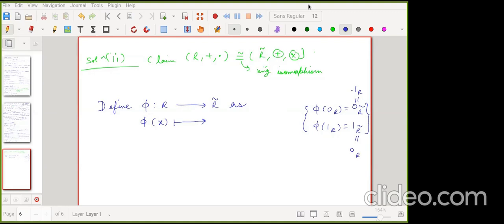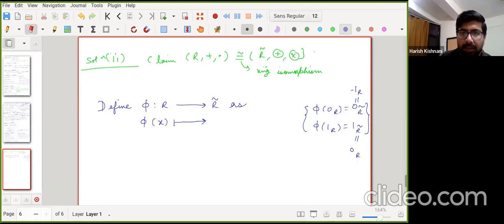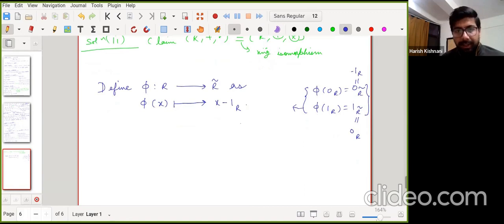X minus 1, or... Yes. Good, Pradeep. So one such choice is to map any element x to x minus 1. So this will help us to guess that we can define phi of x to be just x minus 1 of R, right? So now we will check that this is actually a ring isomorphism.